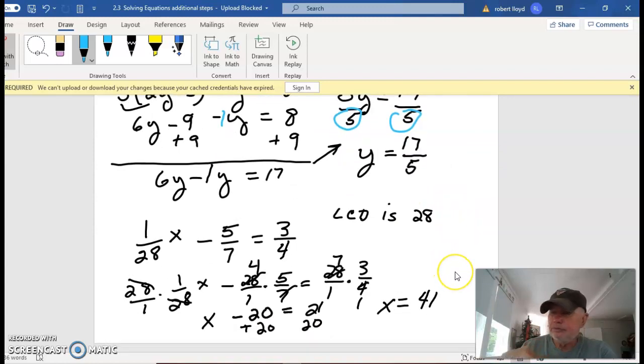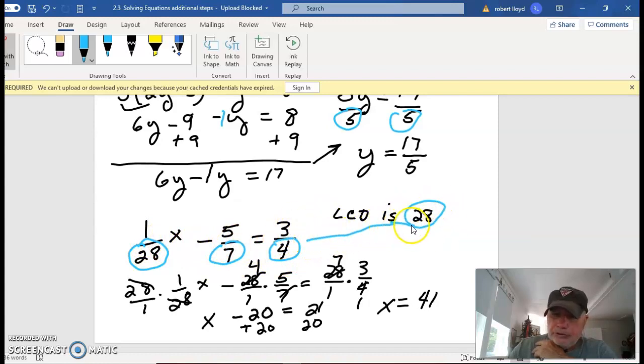The next one deals with fractions. I'm sure it's everybody's favorite, but we're going to run into this a lot. So 1/28 x minus 5/7 equals 3/4. We have the three denominators, 28, 7, and 4. And so the least common denominator is 28. So if we multiply every term by 28, we will eliminate all the fractions.